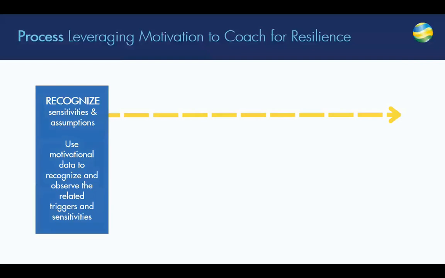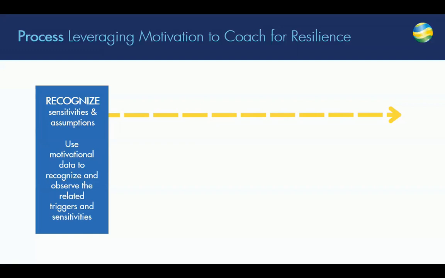So the first step is really, once they have received their report and you've gone over the results with them, they start to develop more self-awareness, right? Part of that self-awareness is helping them to recognize sensitivities and assumptions that they may have because they're so motivated for winning, as Maria said. An assumption that they might have is that everything's a competition. People are always trying to win against me. So one of the things is, first of all, just making those assumptions and sensitivities conscious to them.